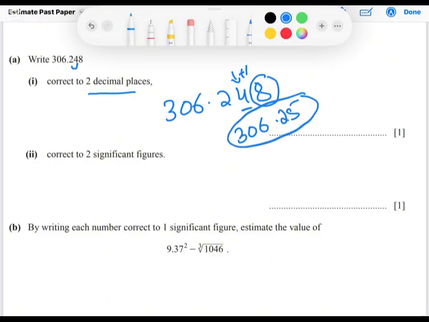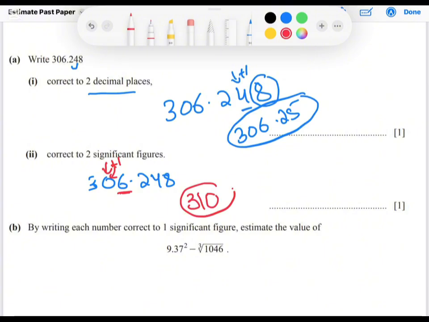Now correct to two significant figures. So if we talk about significant figures, the second significant figure is this 0. So after 0 I have a number 6 that is bigger than 5, so I will add 1. So this will become 31 because I added 1, and this 6 will become 0. I will not write the decimal point in 0 0 because it will be counted as an unnecessary 0 in significant figures. So the final answer will be 310. This is the final answer.